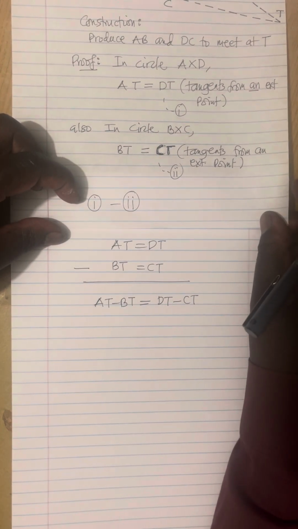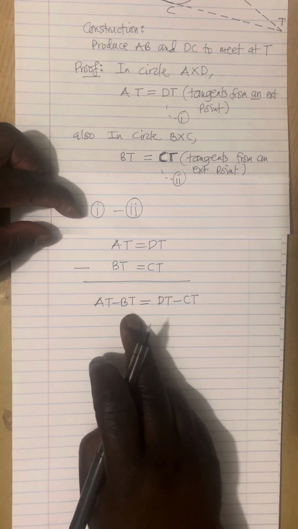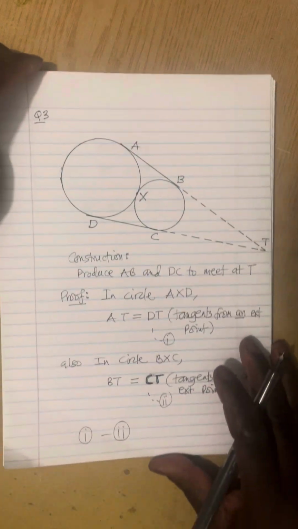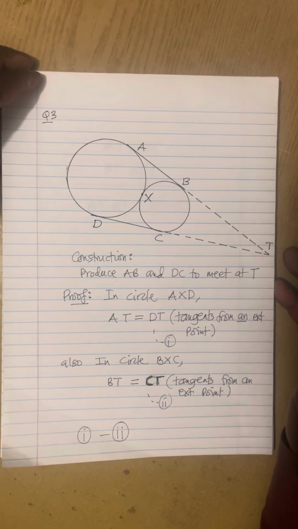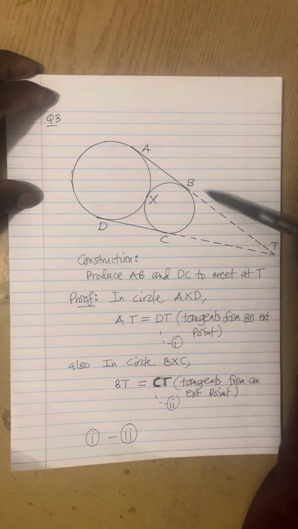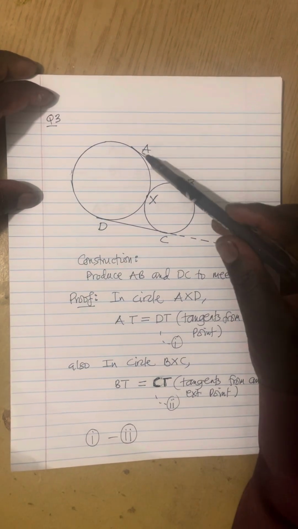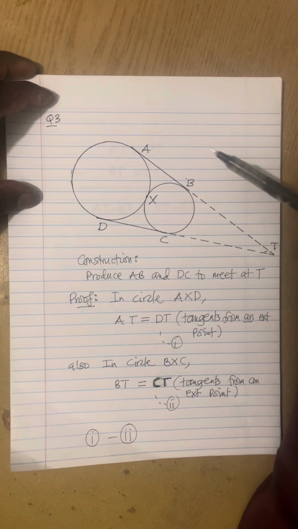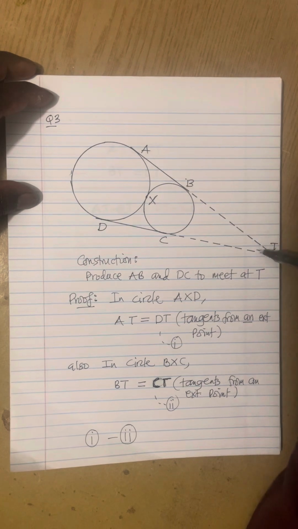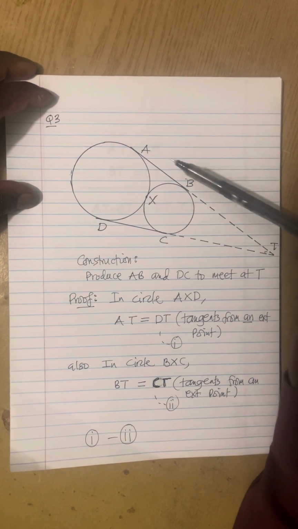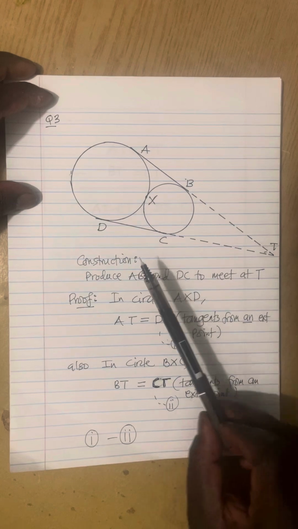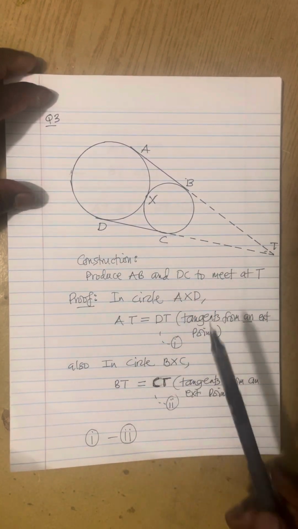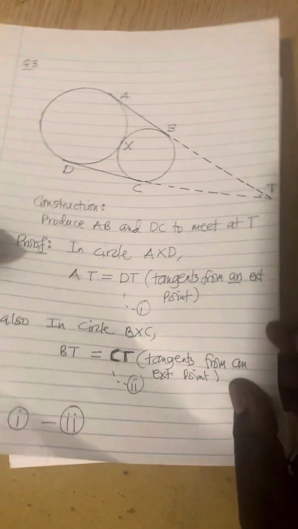Let's go back to the diagram and check what this is. What is AT minus BT equal to? If you check, AT minus BT is actually AB. Because if this was 15 and that was 12, to find this distance here, it would be 15 minus 12, it would give me 3 there. So this equation actually makes sense.